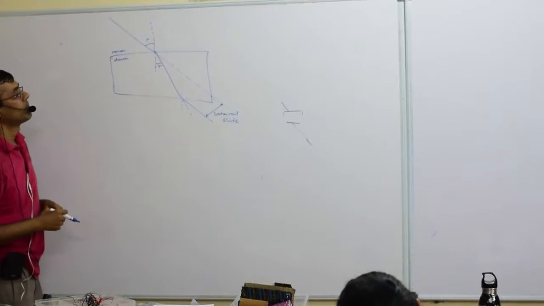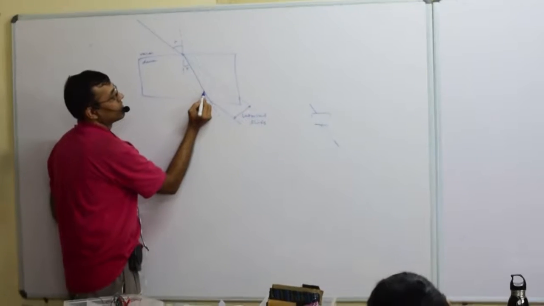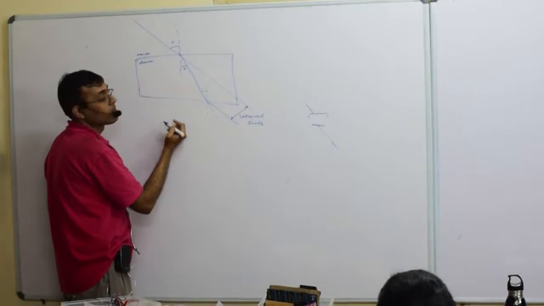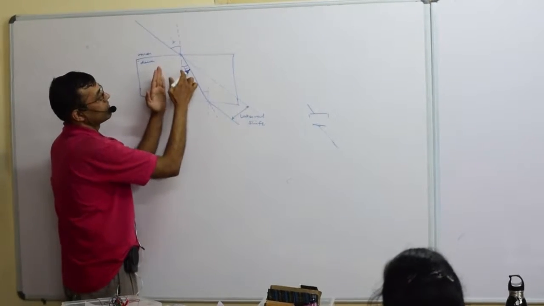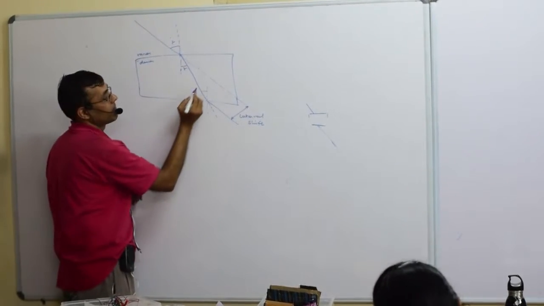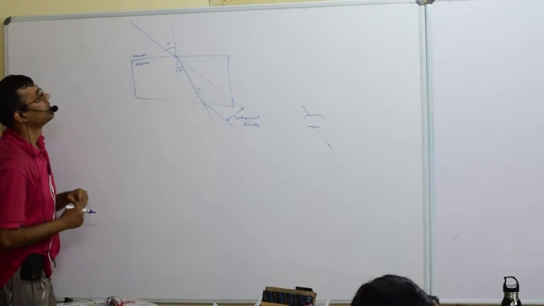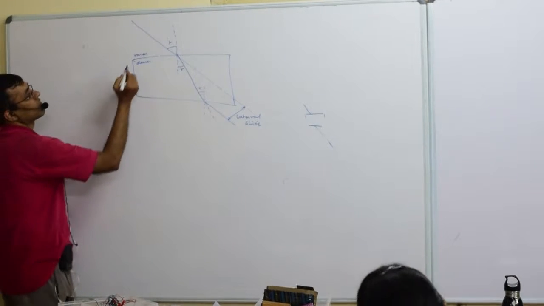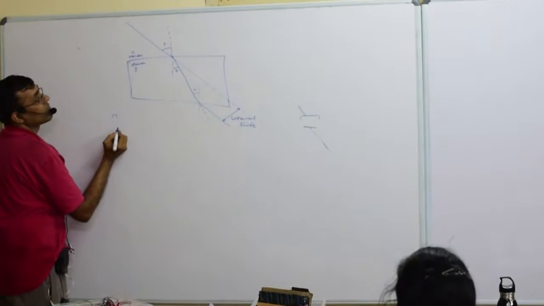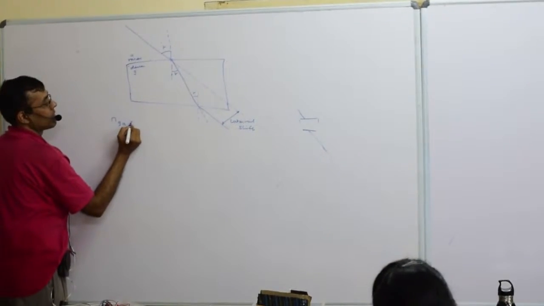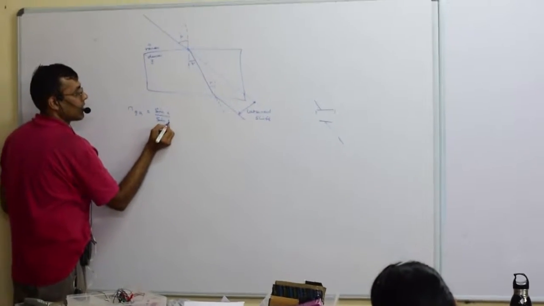Is this clear? So now, important question. Look at this. If this is R, what is this? If this is R, this and this are vertical. That means if this is R, this is also R. Do you agree? And let's call this air and this glass. So refractive index of glass with respect to air is equal to sin I by sin R.